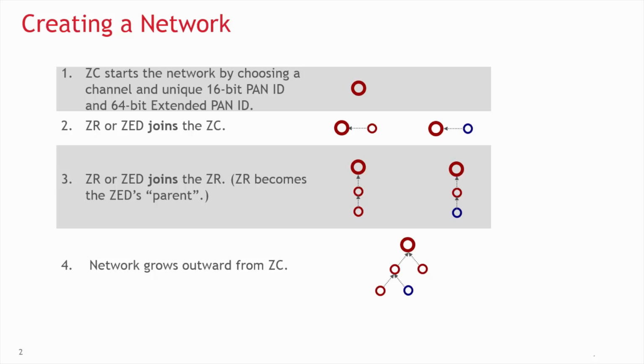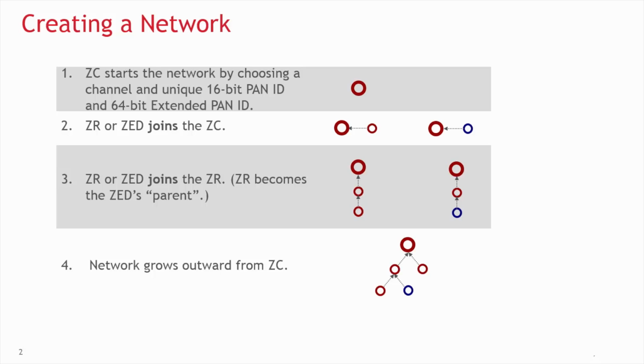Once the coordinator has chosen the channel, PAN ID, and extended PAN ID, the network grows by allowing more nodes, such as a router or an end device, to join through the existing coordinator. The basic idea here is that a device can't get into the network except through a node that is already in the network. The exception, of course, is the coordinator, who has this special property of being able to form the network without having to get permission from anyone.